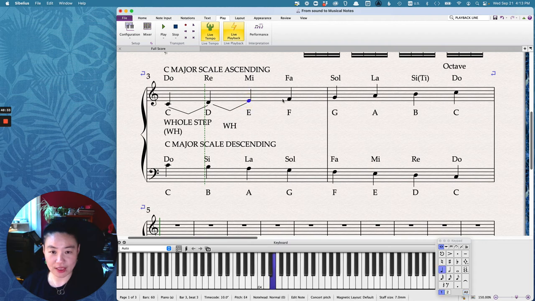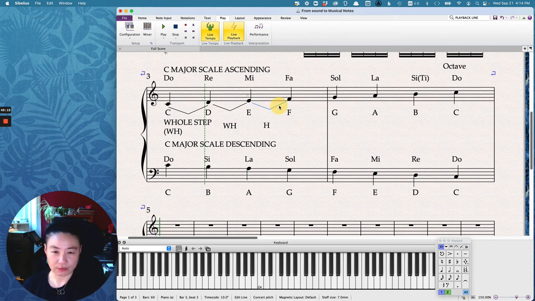Okay, next, between E and F. Hello! E and F are right next to each other, which means they are called a half step. Half step, I'm just going to call it H. So this is a half step. In some textbooks, the half step is called a semitone. The whole step is called a whole tone, or just tone, and semi tone. But I like whole step and half step better.